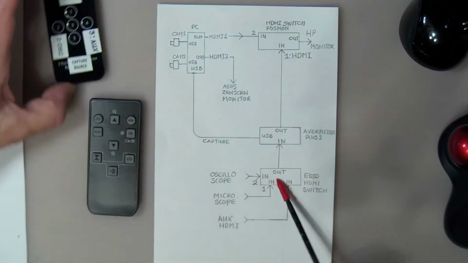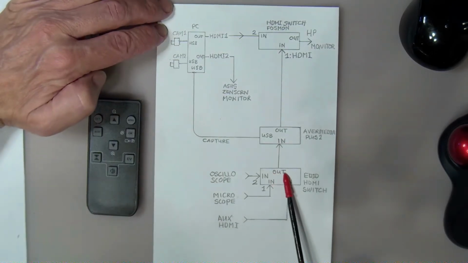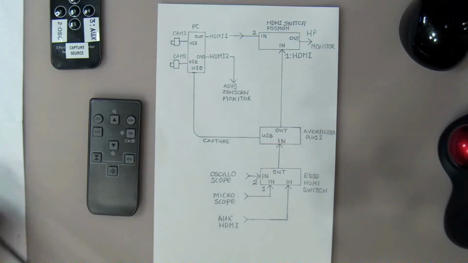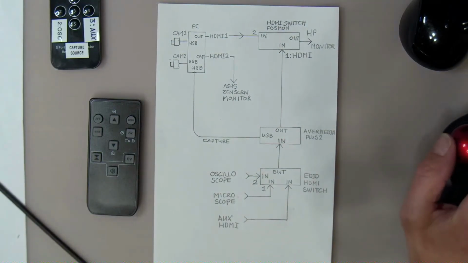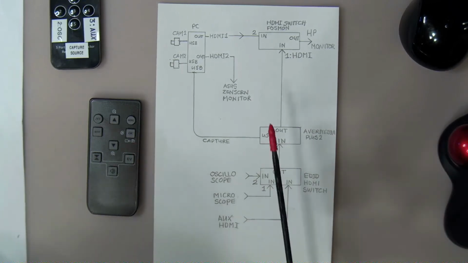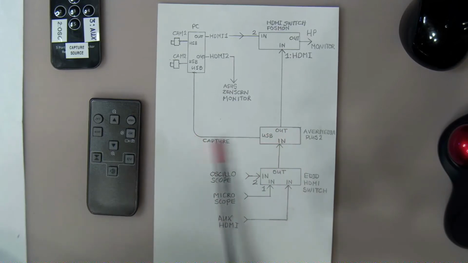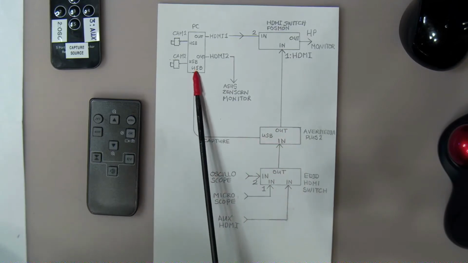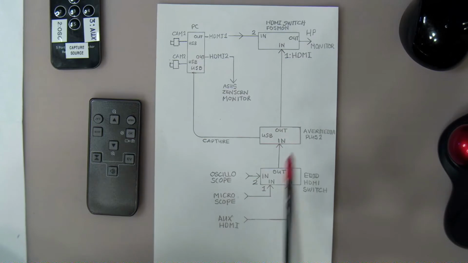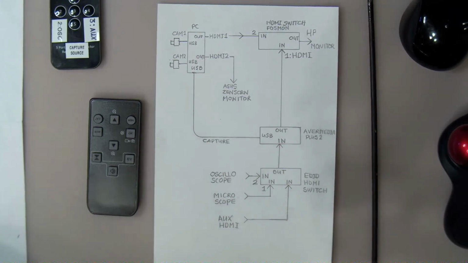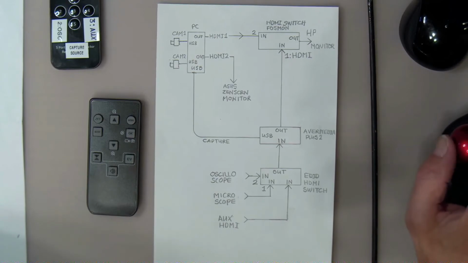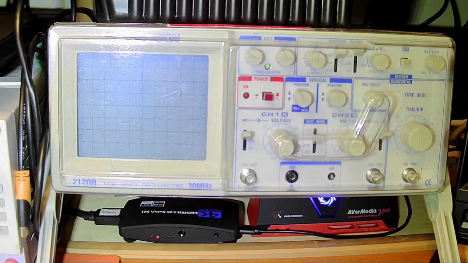There's also a 5-input electronic HDMI switch, which is then connected to this AverMedia 2 Plus, which is a video capture device, which then presents its output through the USB channel to the PC, which means that OBS Studio can capture the HDMI inputs and so on. So that is the connection that I have. You can kind of see the arrangement over here. There's the AverMedia 2 Plus. It's a great little device.